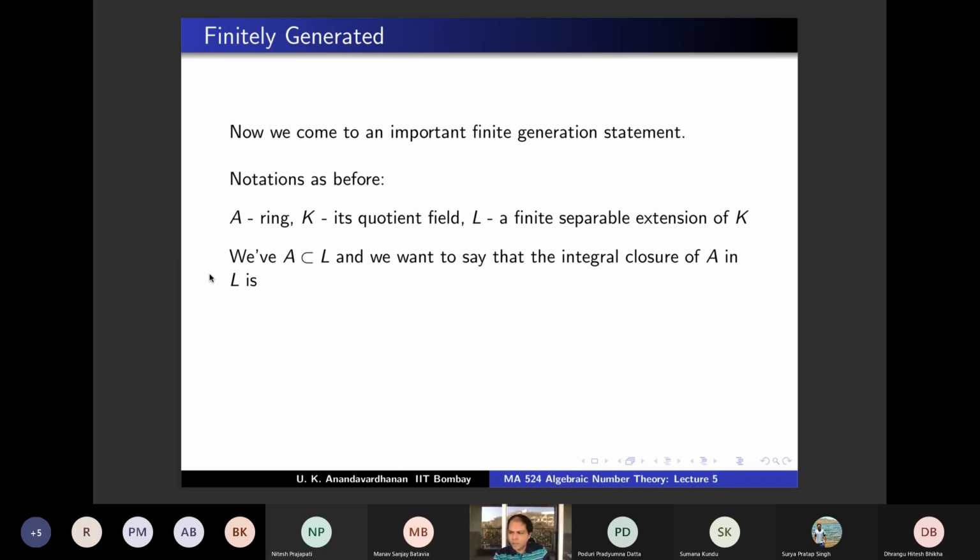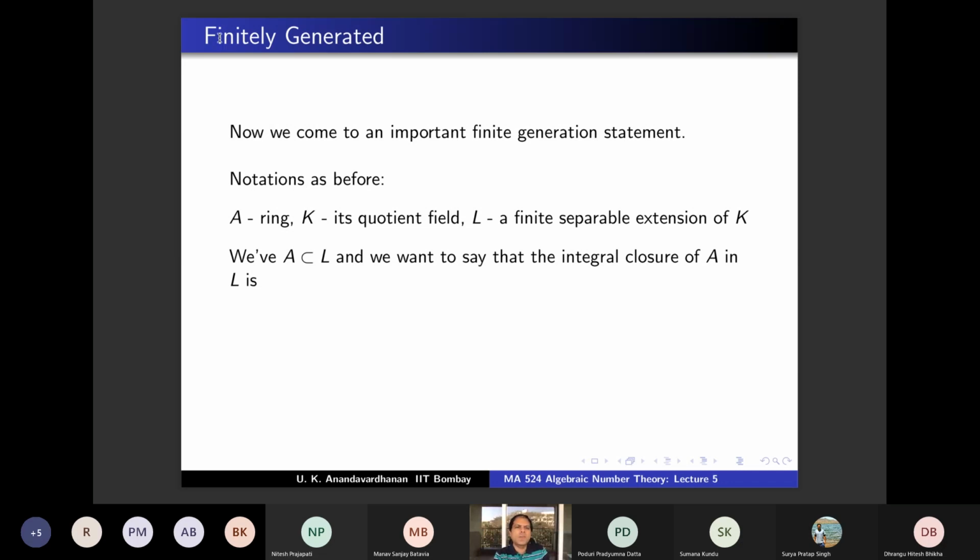So that is a ring. We have proved that that is a ring, right? We already proved that it is a ring. So that is a ring containing A. So let's call it B. So B contains A. Therefore, B can be treated as an A module.